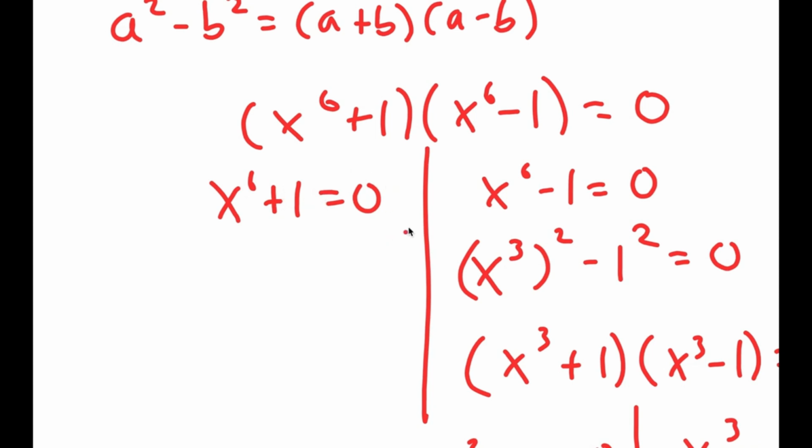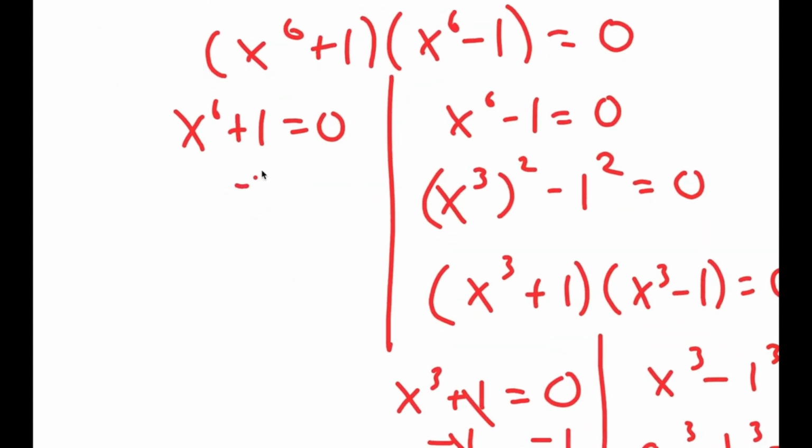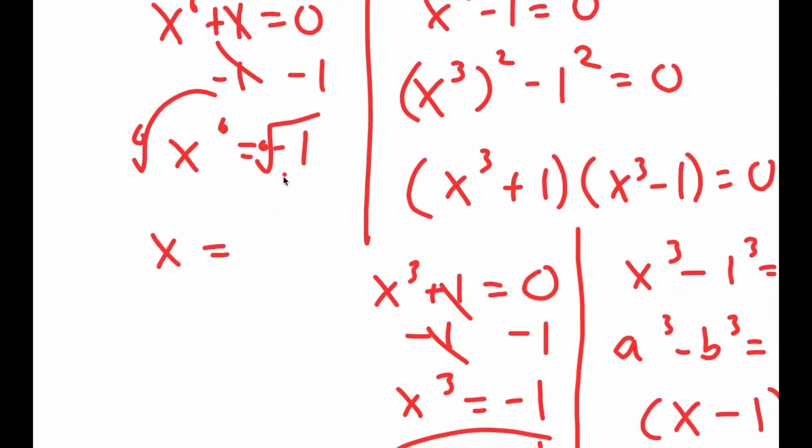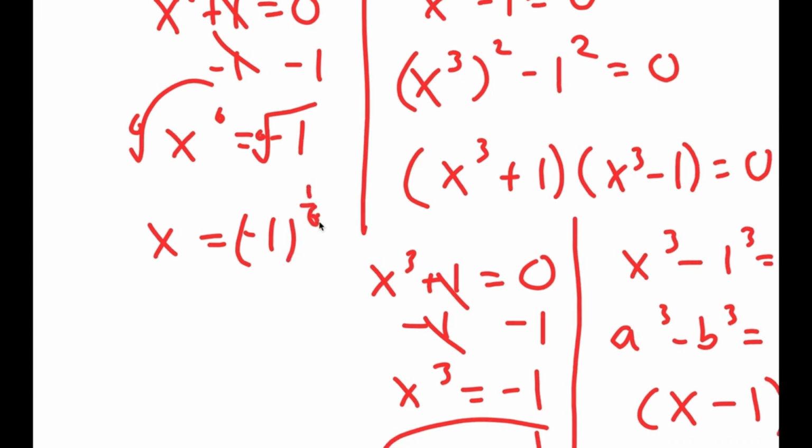Now for x to the power of 6 plus 1 equals 0, I'm going to again subtract 1 on both sides. So I get x to the power of 6 is equal to negative 1. And if I take the 6th root, I get x is equal to the 6th root of negative 1, which is equal to negative 1 to the power of 1 over 6.